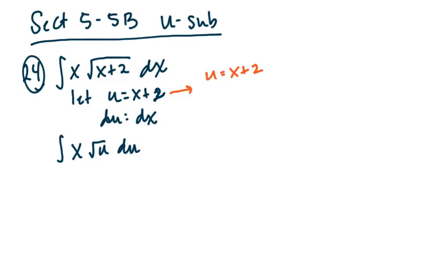So in order to solve for x, let's subtract 2 from both sides. So u minus 2 equals x. Now we can put that in down here and say the integration of parentheses u minus 2, and then the square root of u we're going to write as u to the 1/2 du.